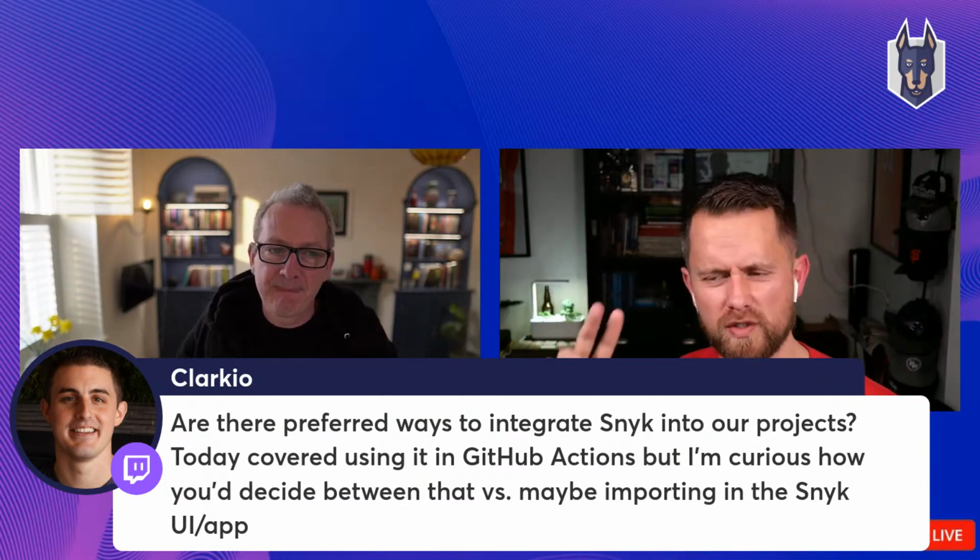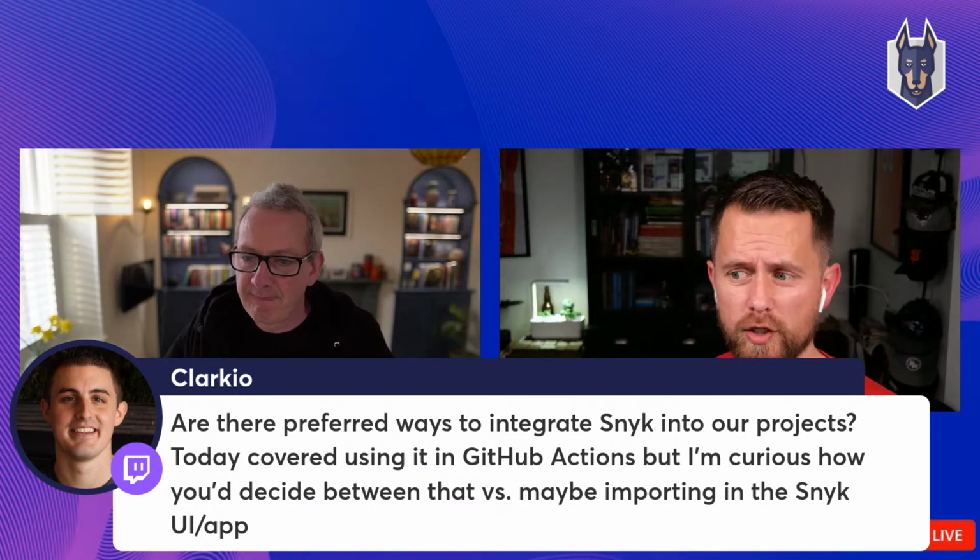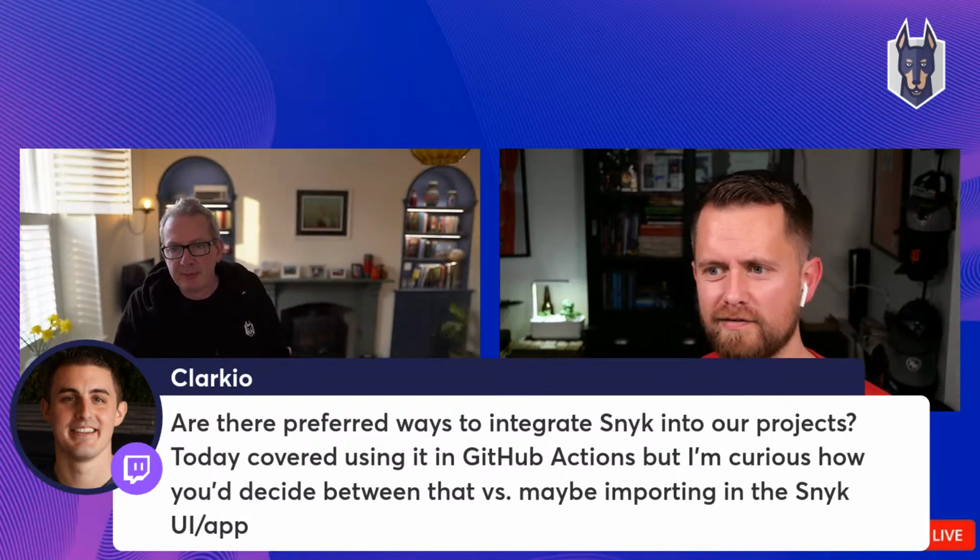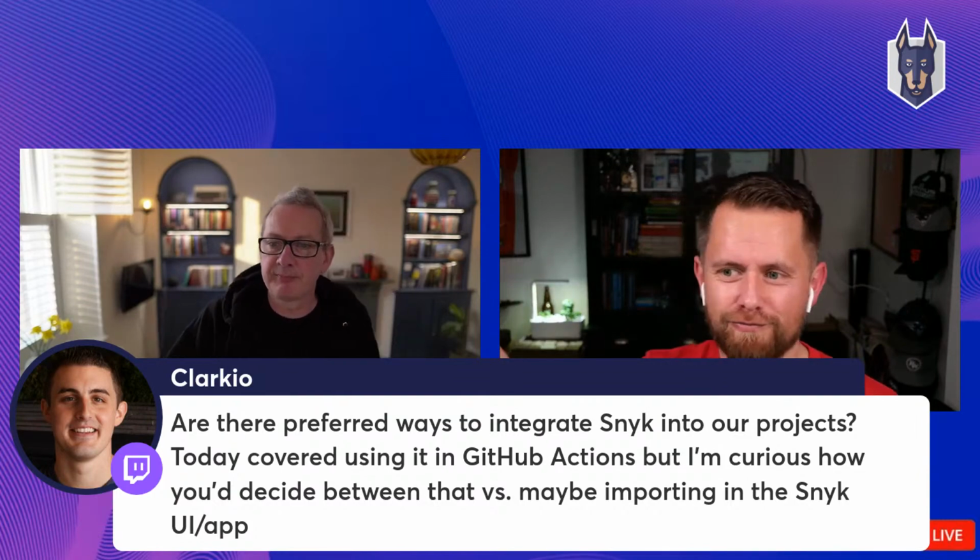I think there are two ways to answer this question in general. First of all, it depends on what you are doing, as in how you work. If you don't have a CI pipeline, it doesn't make sense. If you don't use GitHub, it doesn't make sense to do GitHub Actions, right? So how do you work? But also, I think you should do it in every step of the way.